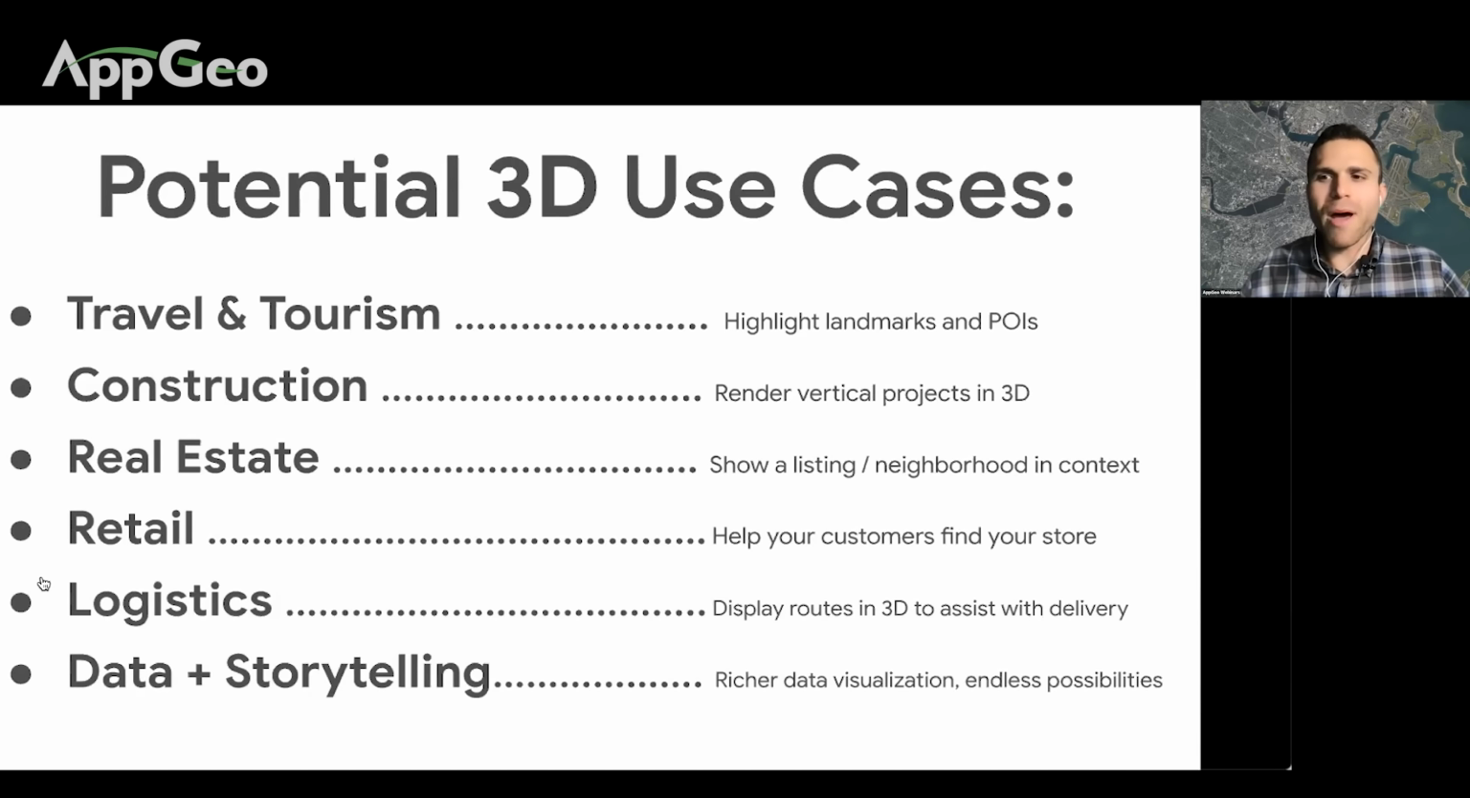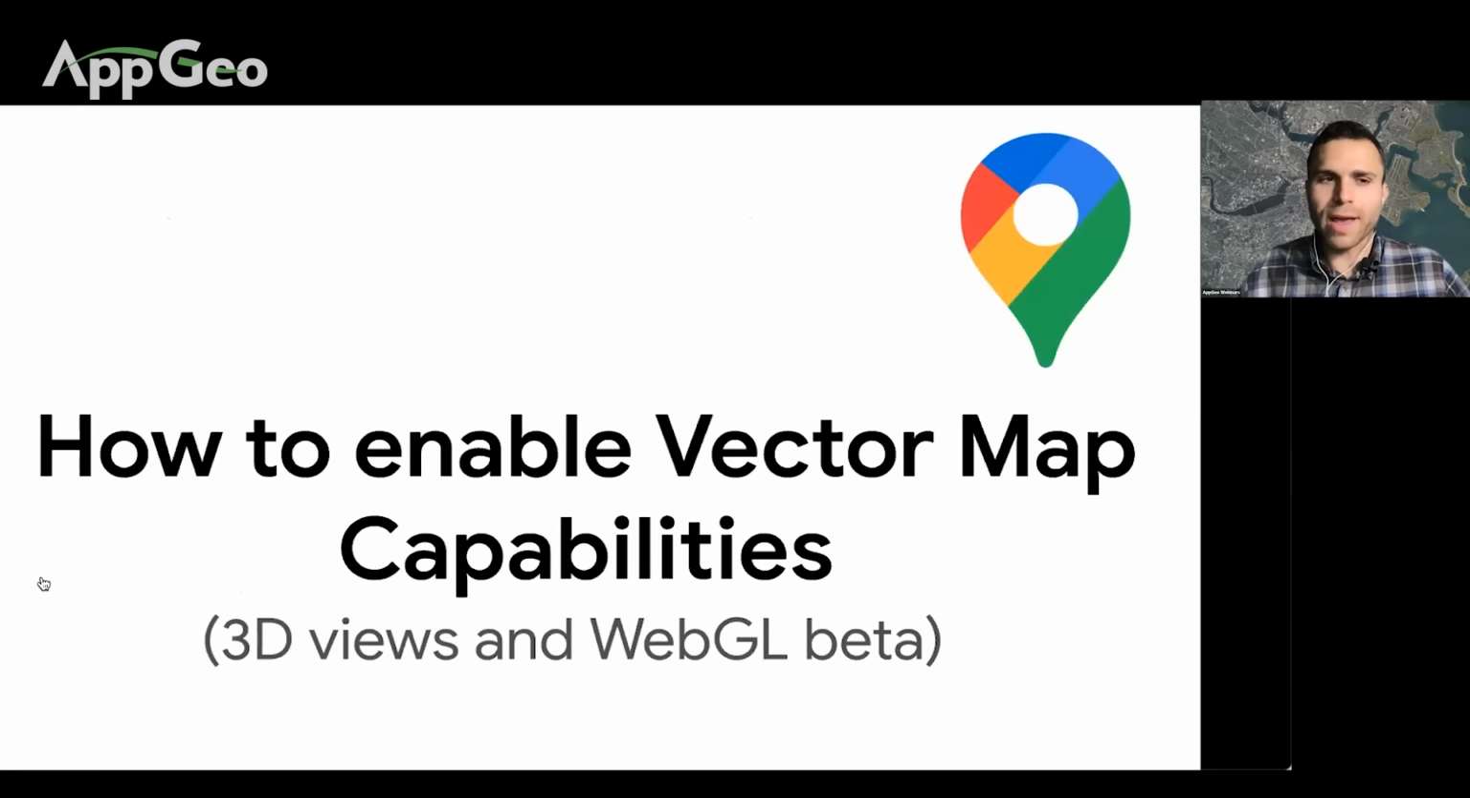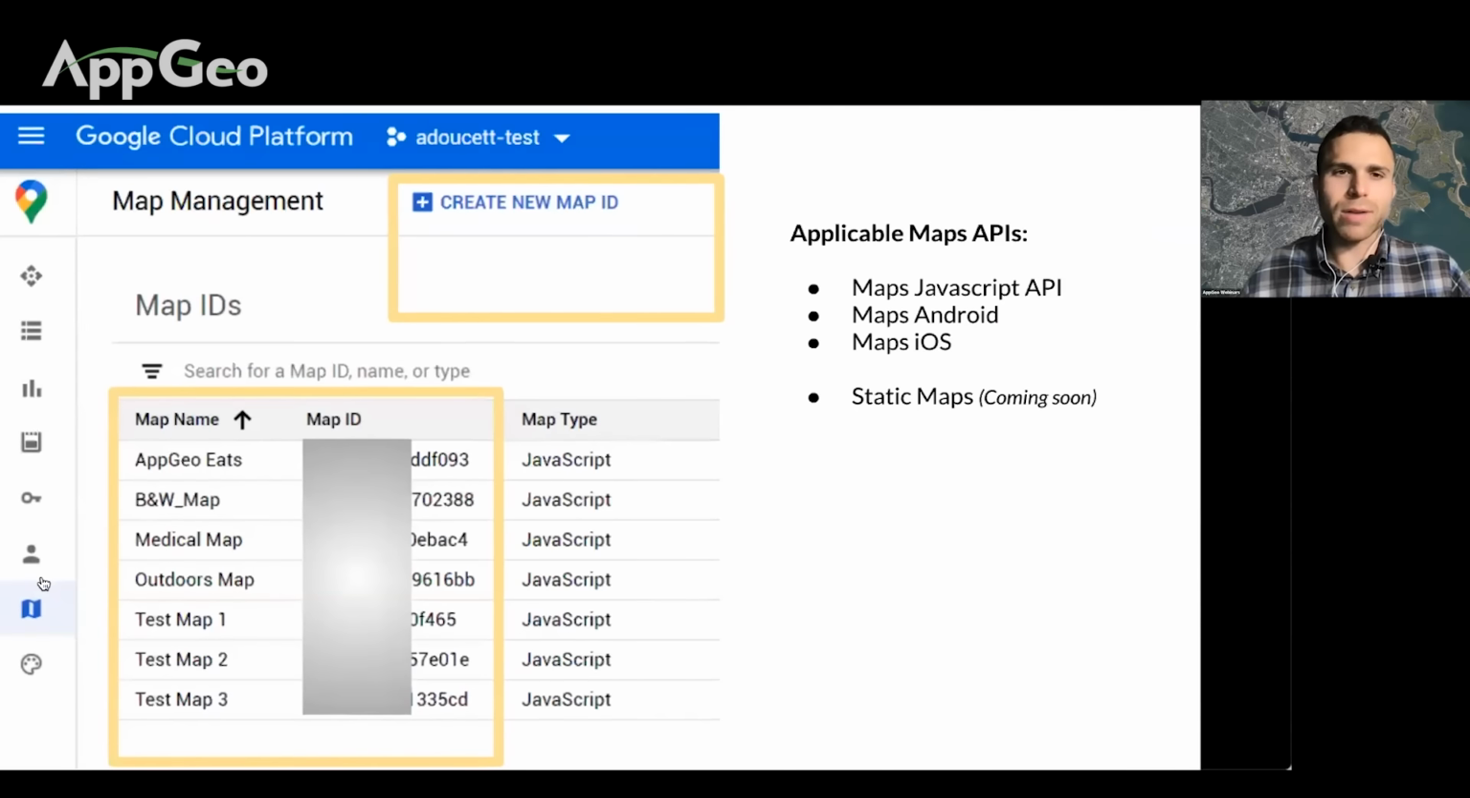So you've heard about it, you're excited to use it. How do you get to it? It's going to also be within the Google Maps platform console that we talked about earlier, and specifically this Maps management page. For each of these map IDs, there's a couple settings that we need to be cognizant of. This is also true if you're creating a new one from scratch.